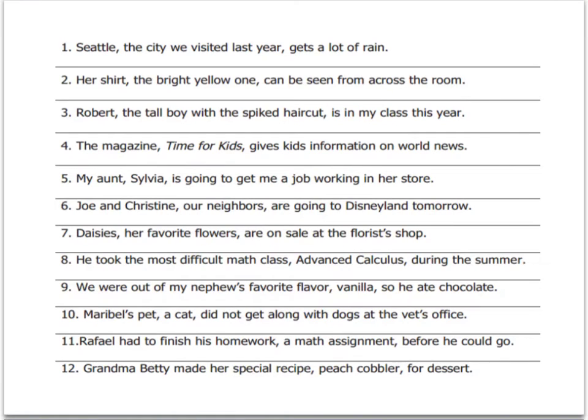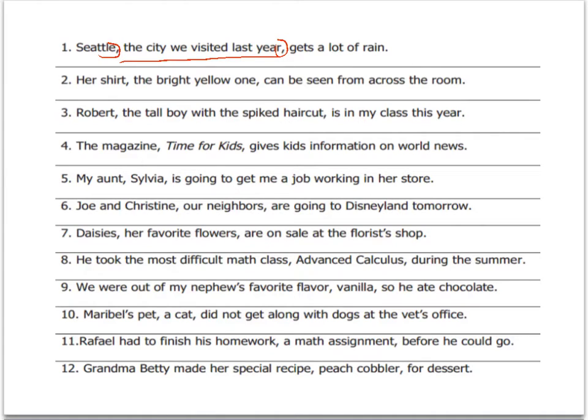Here we're going to identify the appositives. It should be fairly simple because they are all non-essential appositives. All you have to do really is look for the commas. Number one, Seattle, the city we visited last year, gets a lot of rain. You got a couple of commas here which should indicate that this is your appositive. You could just as easily say, Seattle gets a lot of rain. The city we visited last year is not essential to understanding the meaning of the sentence.